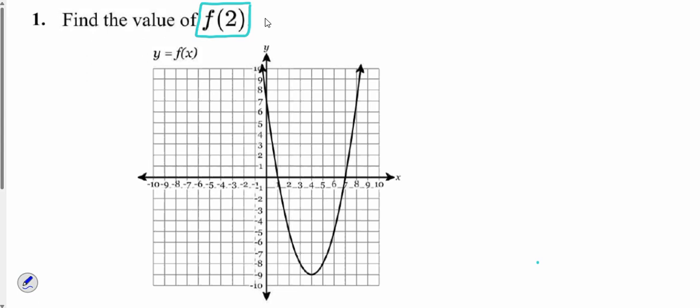Another way to say it is, if we were a little person standing on 2, and we look to see where the graph is, we would look down and say, oh, there's the graph right here. How tall is the graph? Well, the graph apparently is underground. The graph is at -5. So for this answer, f of 2 would just be -5.